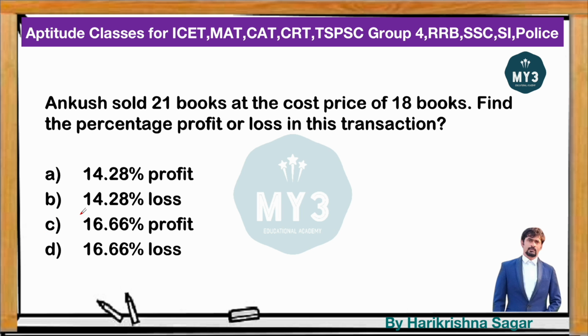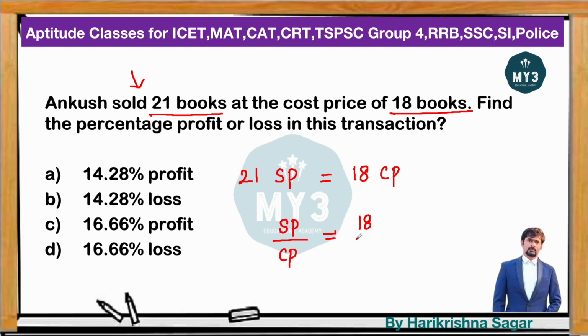This is a very important repeating model question in the ICET examination. Ankush sold 21 books at the cost of 18 books. How can we write this? Sold indicates selling price. 21 books selling price is the same as 18 books cost price. Using this, we can comfortably write selling price by cost price will be equal to 18 by 21. That means the cost price of the article is 21 rupees and selling price of the article is 18 rupees.